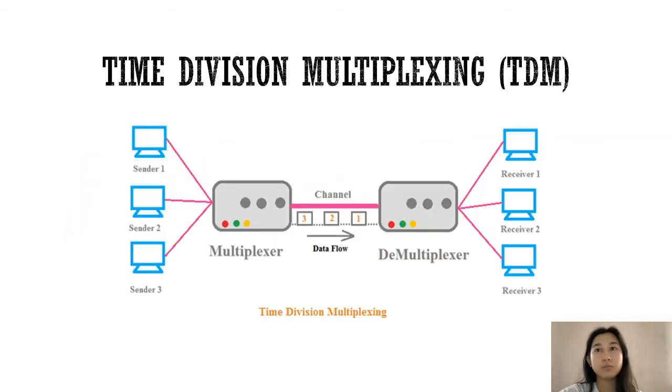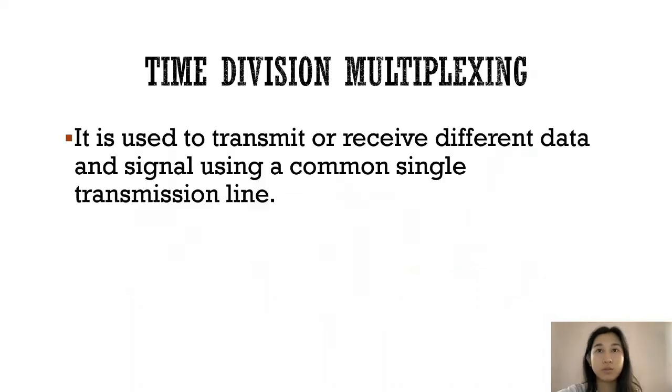In TDM, incoming signals are divided into equal fixed-length time slots. After multiplexing, these signals are transmitted over a shared medium or channel and reassembled into their original format after the multiplexing. The main application of TDM is to transmit or receive different data and signals using a common single transmission line. TDM is used to transmit and receive huge amounts of independent data over a single line.